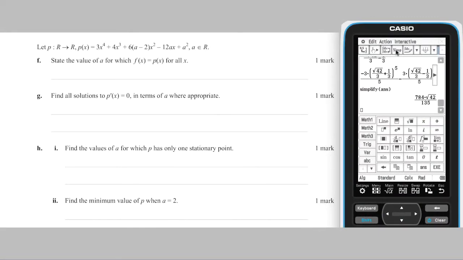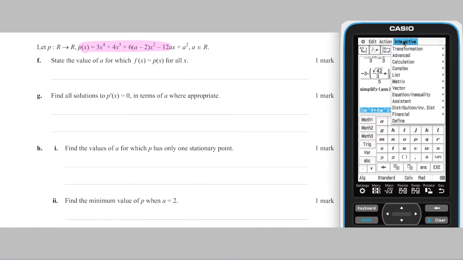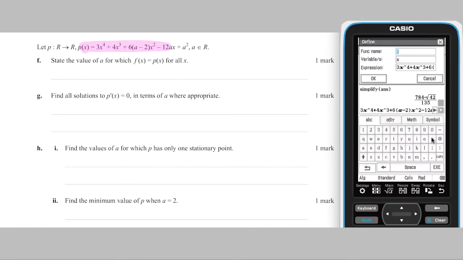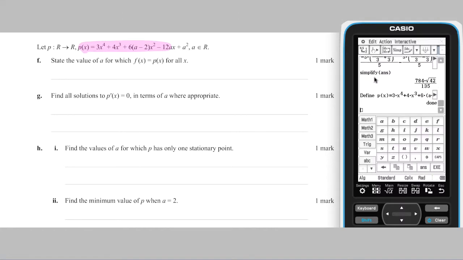This question now turns its attention to a function p of x. Once again, this function, also a quartic, seems to be used a fair bit in the following computations, so I'm going to define it as well. With that done, let's have a look at part F.